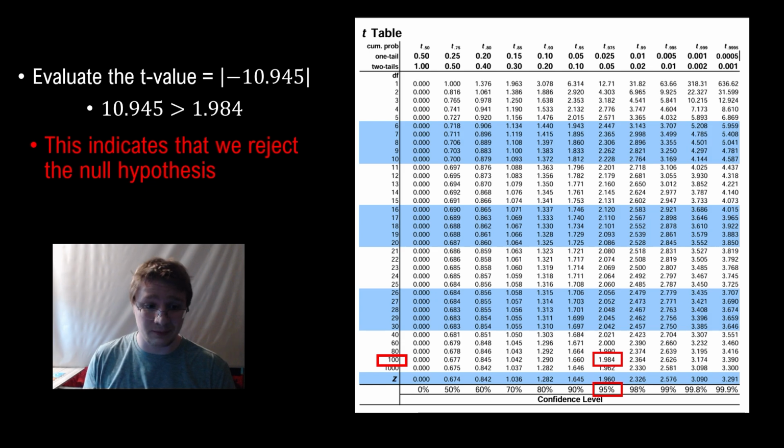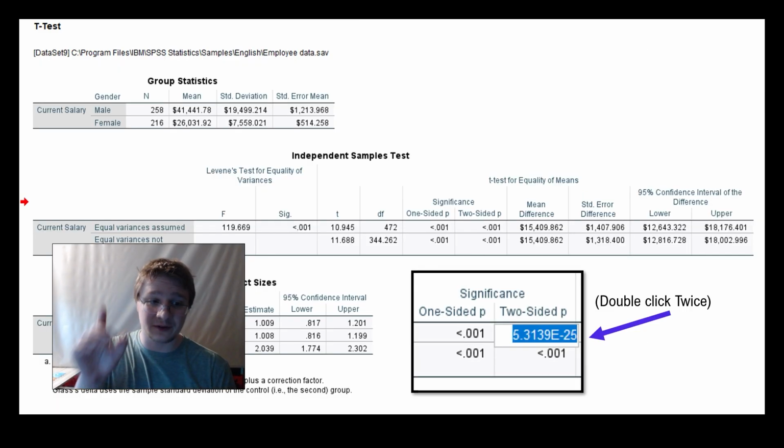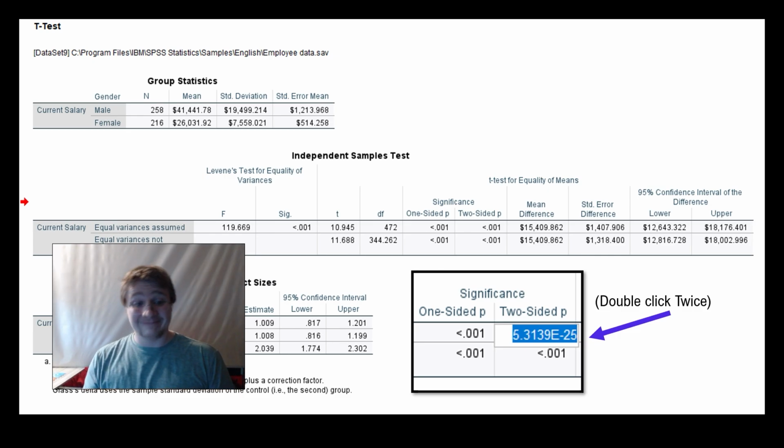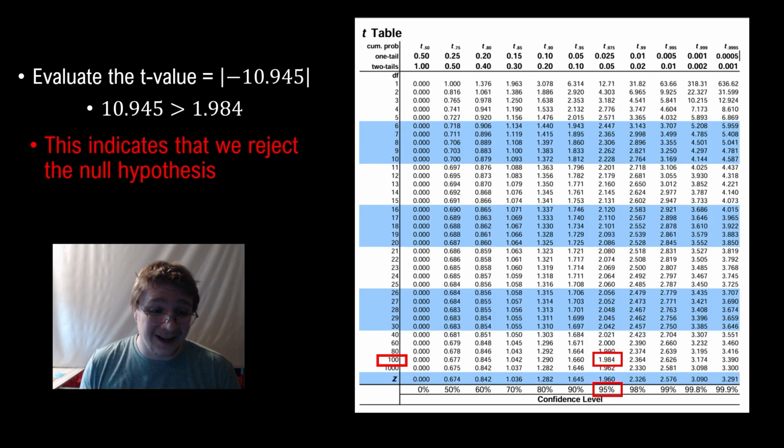And it seems pretty obvious even from this part where we look at the difference in the means. Just looking at the means, 15,000 is probably a big difference.